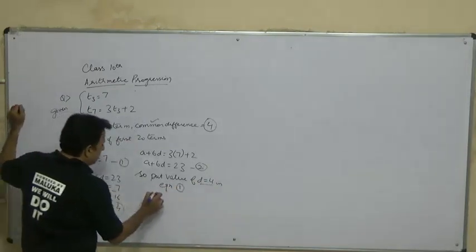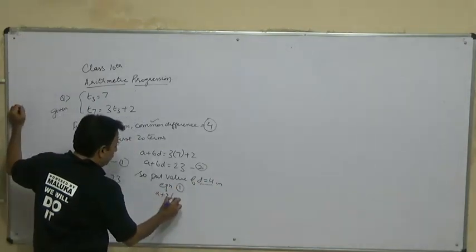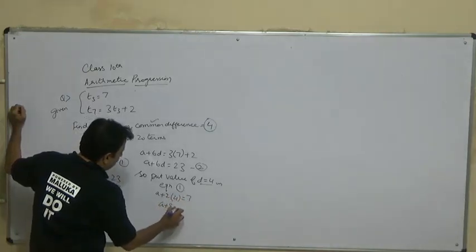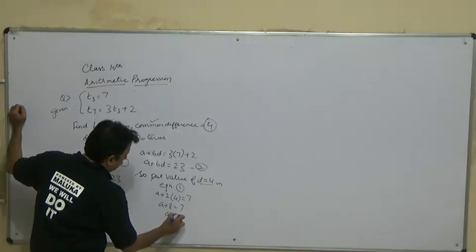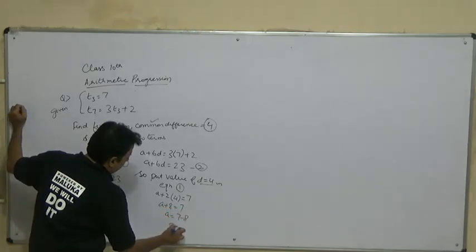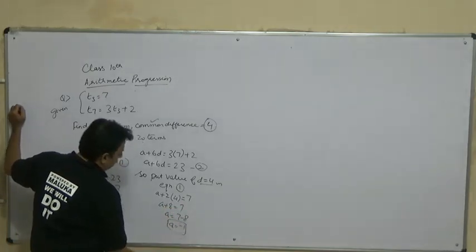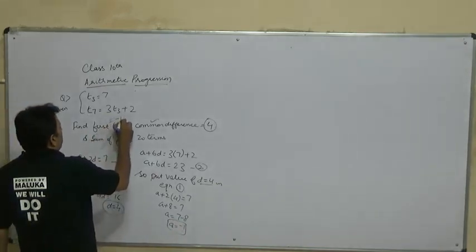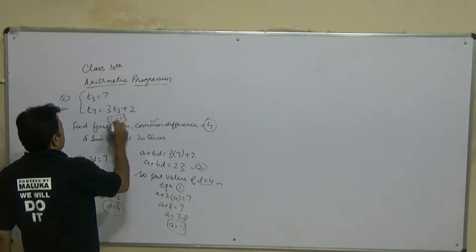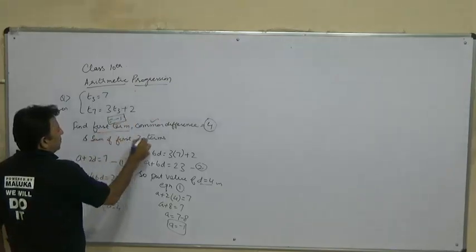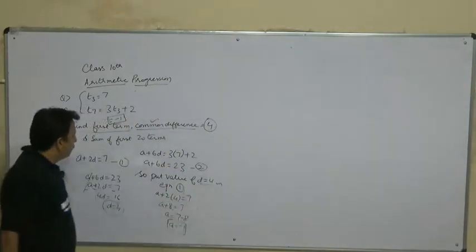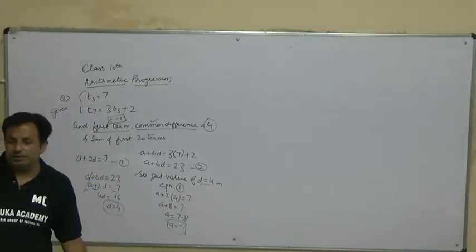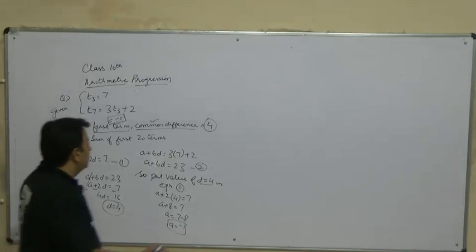So you will get A plus 2 into 4 is equal to 7. So A plus 8 is equal to 7, A is equal to 7 minus 8, A is equal to minus 1. So we get the value of A as minus 1. The first term is minus 1, the common difference is 4. Now we have to find the third part, the sum of first 20 terms. So we can find S20.